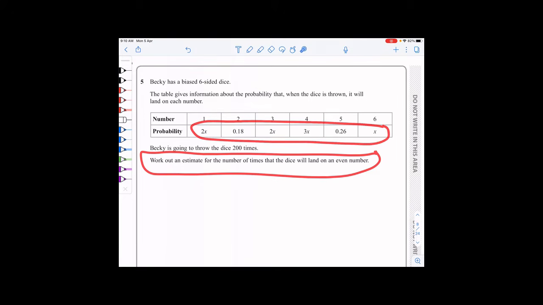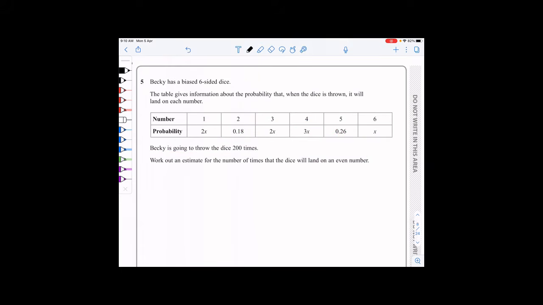We know that adding up all of the probabilities here should be 1. So this will lead to an equation in x. So 2x plus 0.18 plus 2x plus 3x plus 0.26 plus x is 1. So we've got a total of 2, 4, 7, 8x plus 0.44 is 1. So 8x is 0.56, which means that x must be 0.07.